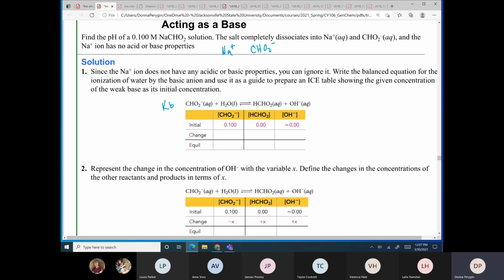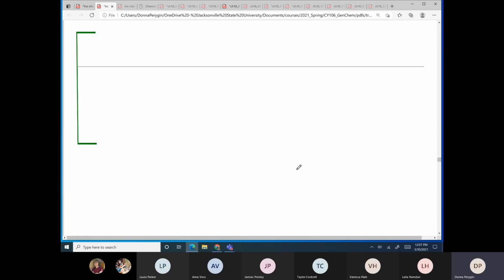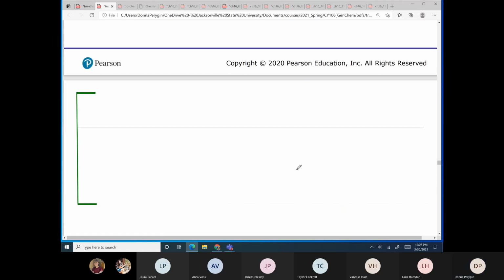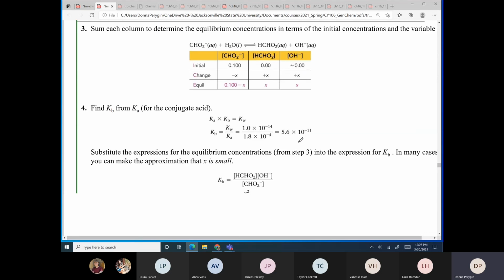So we're going to set up this Kb expression for formate, where formate in water forms formic acid and OH minus. So our initial concentration is going to be the initial concentration of the sodium formate, because we got a 1-to-1 ratio here. Okay, and we have 0 of the formic acid and 0 of hydroxide in the beginning, because you can assume that you ignore the autoionization of water. All right, and so then we write our ice table, minus x, plus x and plus x. Then at equilibrium, we're going to have 0.100 minus x, and then x and x.